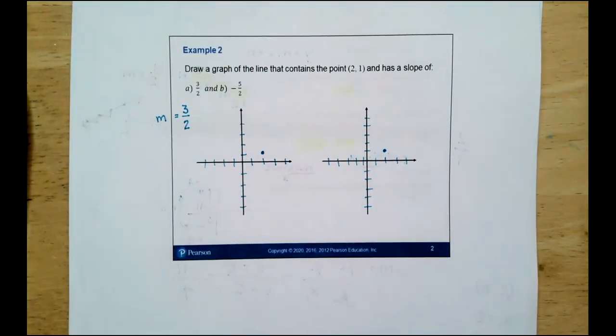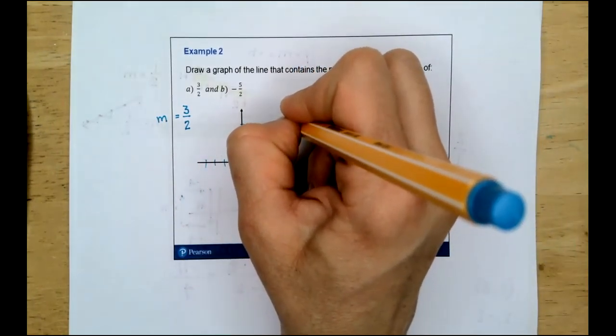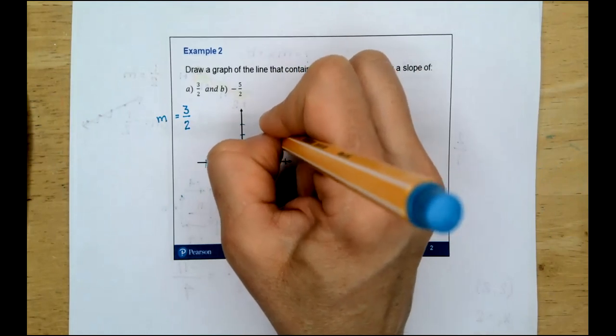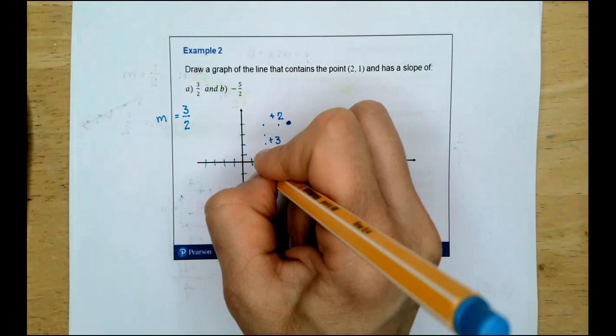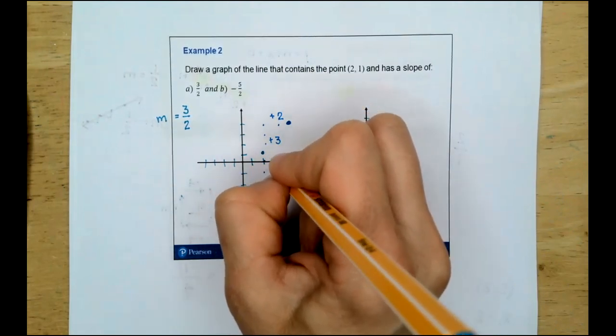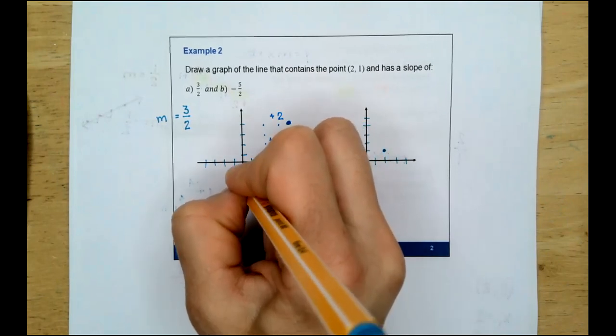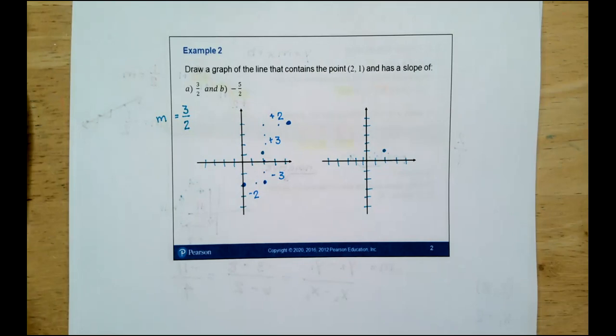That means I need to go up 3, 1, 2, 3, over 2, up 3, positive 2, or you could do a double negative, 1, 2, 3, -3, -2. Okay, and that's your line.